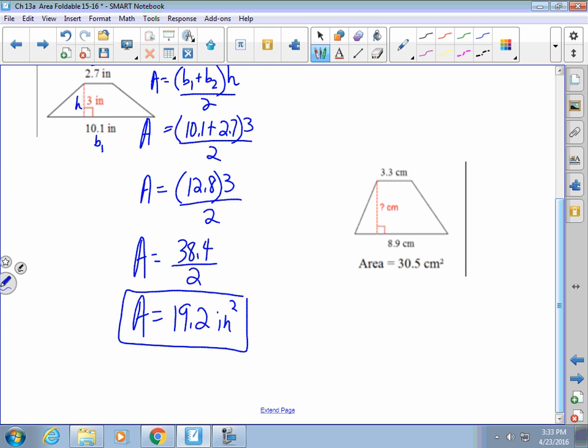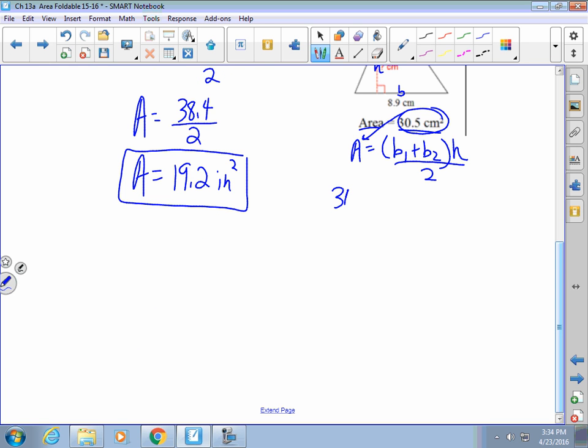So now on our second problem, again, they gave us the area. So in our formula, I'm going to take that value, that 30.5, that's going to represent the A. We have a base at the top, a base at the bottom. We are trying to find the height. So let me just extend my page here. We're going to have 30.5 is equal to our base 1, which could be the top one. So I'm going to say our 3.3 plus the bottom base, which is 8.9, times the height, which we're trying to find, divided by 2.